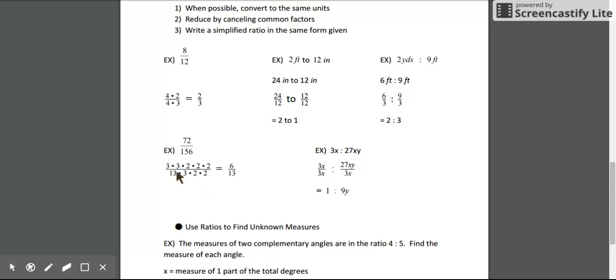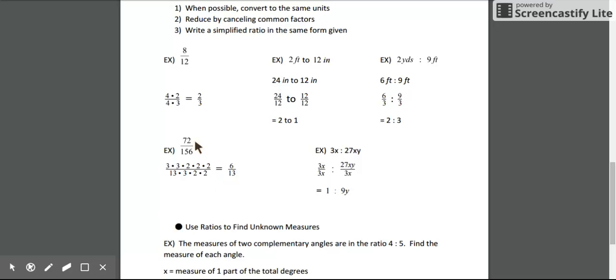Now I can just compare the list and cancel or cross off any of the common factors. So I can get rid of this pair of 3s, this pair of 2s, and this pair of 2s. So that leaves 3 times 2 on top, which is 6, and just 13 by itself on the bottom. So my reduced fraction form is 6/13. You could do it that way.